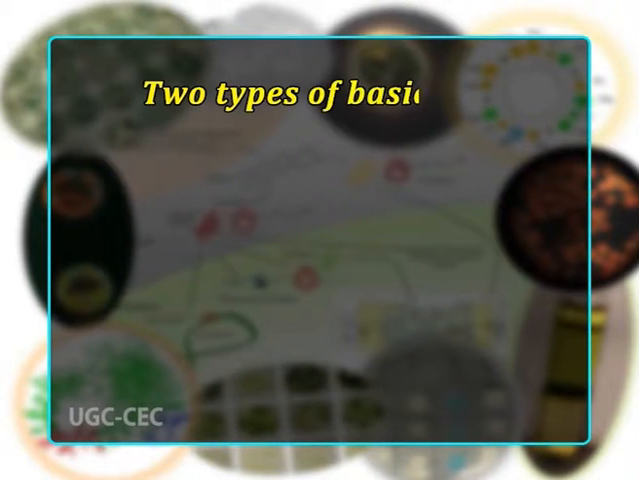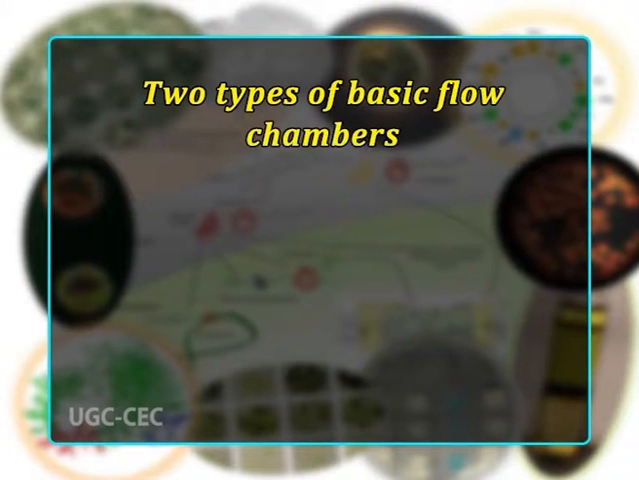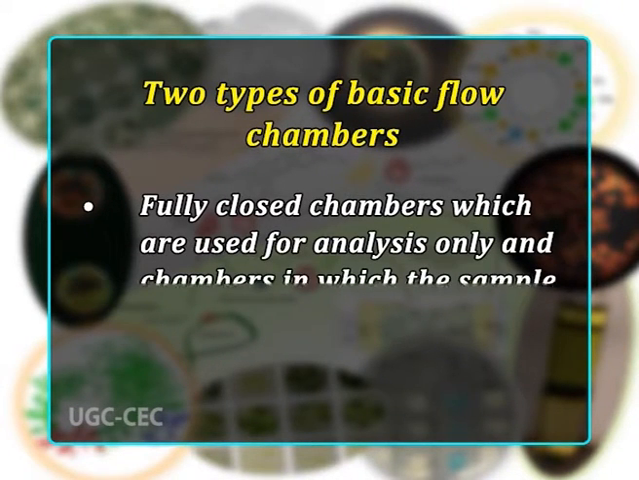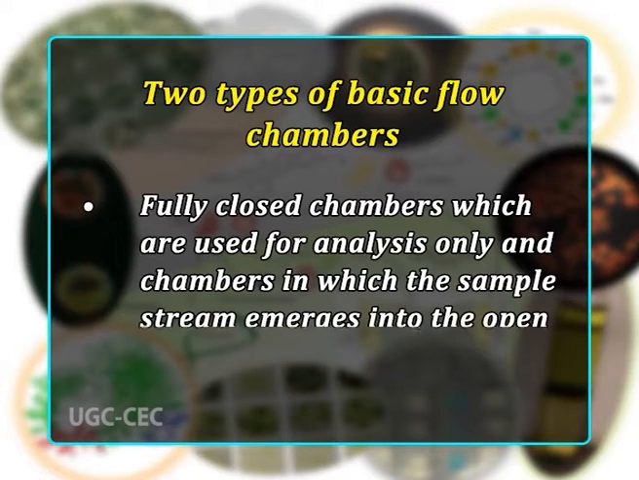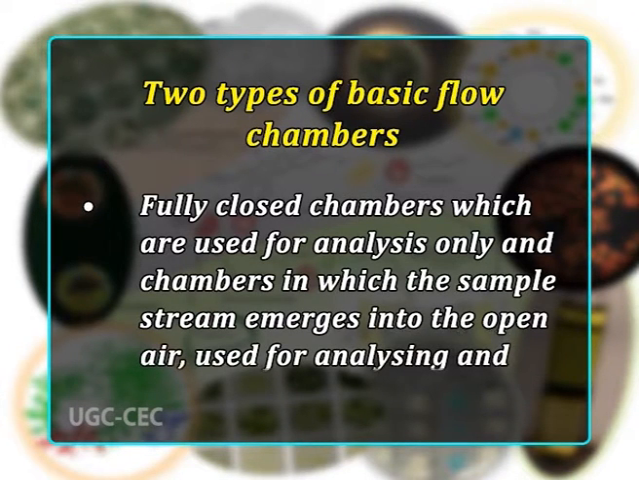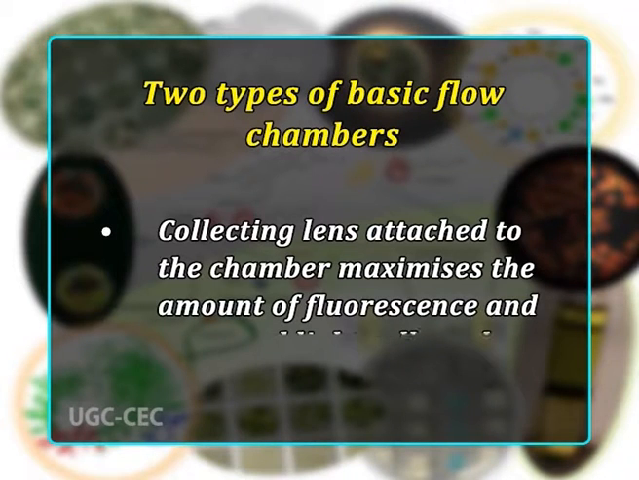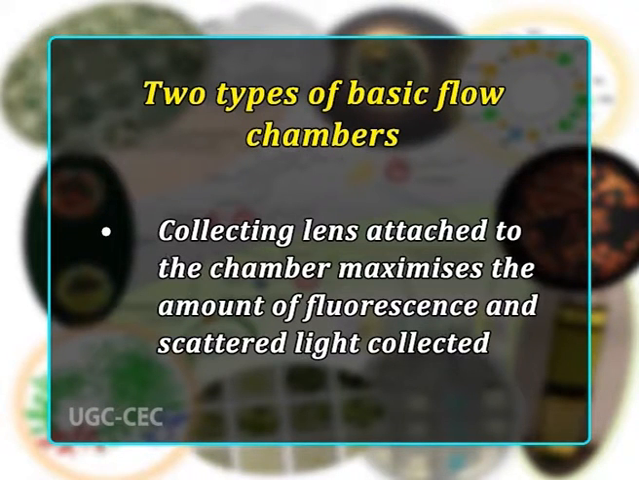There are two types of basic flow chambers: fully closed chambers, which are used for analysis only, and chambers in which the sample stream emerges into the open air, used for analyzing and sorting the cells. A collecting lens attached to the chamber maximizes the amount of fluorescence and scattered light collected.